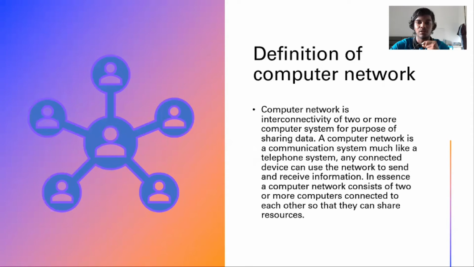Definition of computer network is interconnectivity of two or more computer systems for the purpose of sharing data. A computer network is a communication system much like a telephone system. Any connected device can use the network to send and receive information. In essence, a computer network consists of two or more computers connected to each other so they can share resources.